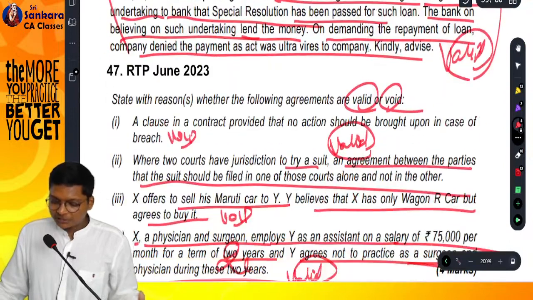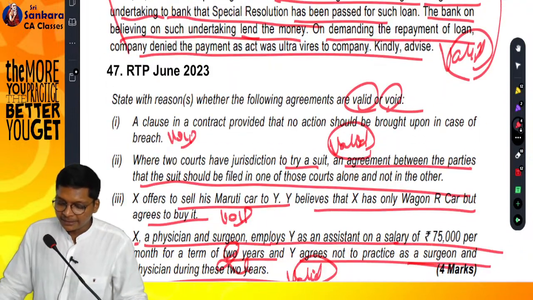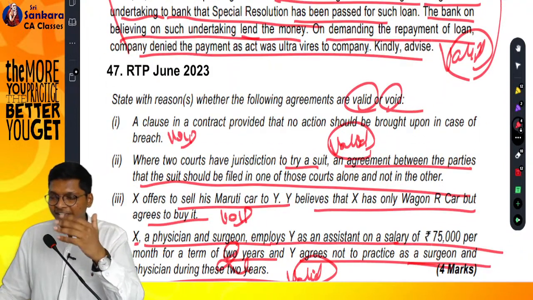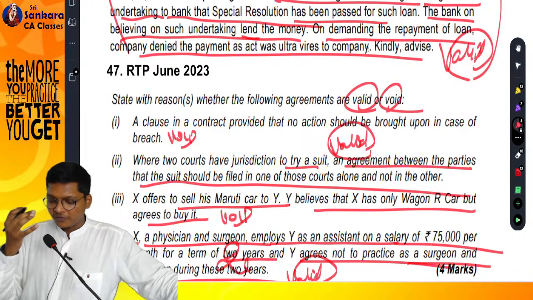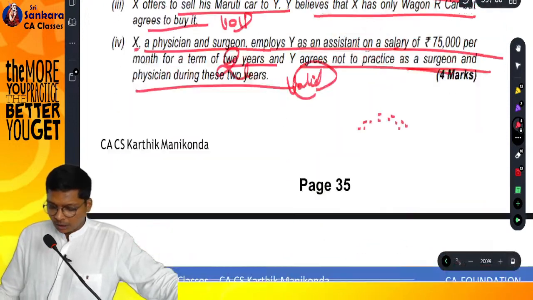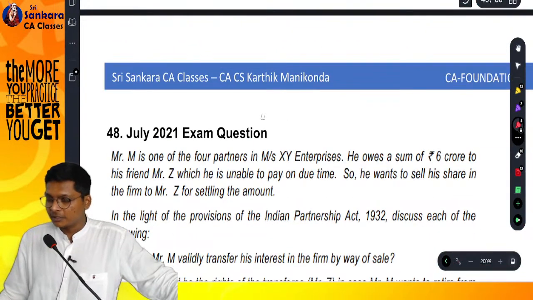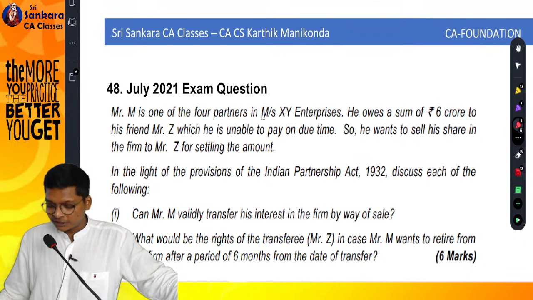With this, the RTP questions are done. 47 RTP questions. Assume some 5 questions repeated, guys. Roughly 40 questions are passed from the July 21 attempt where we did RTPs. Now again from the same July 21 attempt, we are going to do past exam questions.